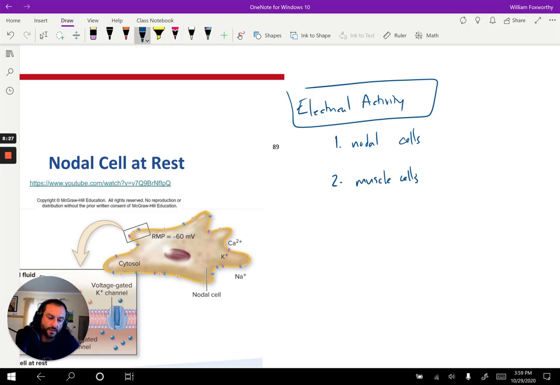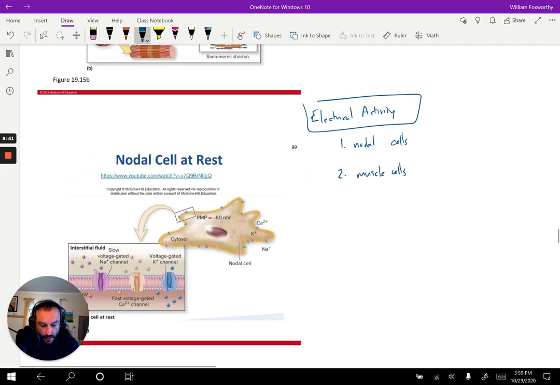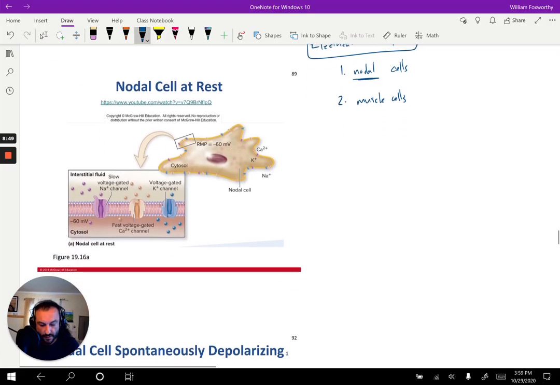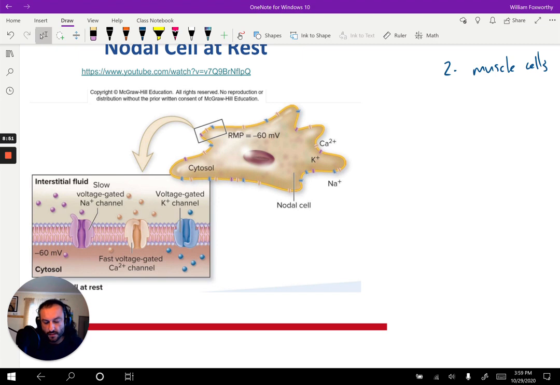You know, when we talked about skeletal muscle, we looked at electrical activity in neurons, in a motor neuron, which would be number one, and then number two, we looked at the electrical activity in the skeletal muscle. The difference here is that the electrical activity is started by nodal cells which rest in the heart itself. The nodal cells have a resting membrane potential of negative 60 millivolts. They have a high concentration of calcium and sodium on the outside, and potassium on the inside.